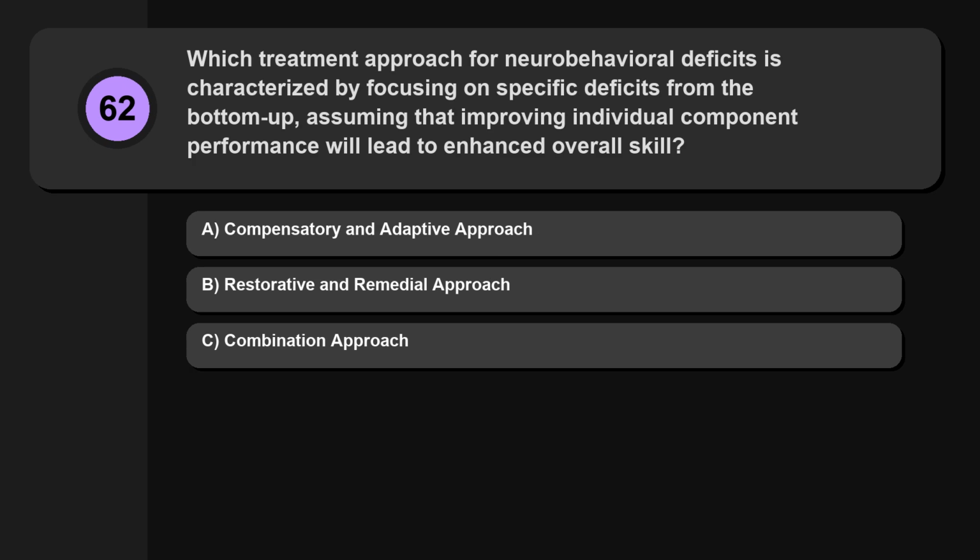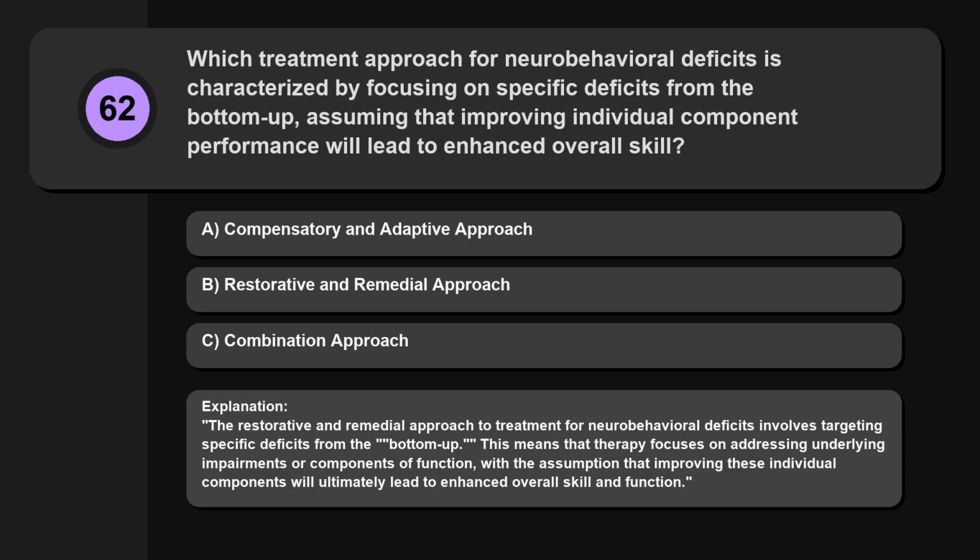Question 62. Which treatment approach for neurobehavioral deficits is characterized by focusing on specific deficits from the bottom up, assuming that improving individual component performance will lead to enhanced overall skill? Option A, compensatory and adaptive approach. Option B, restorative and remedial approach. Option C, combination approach.